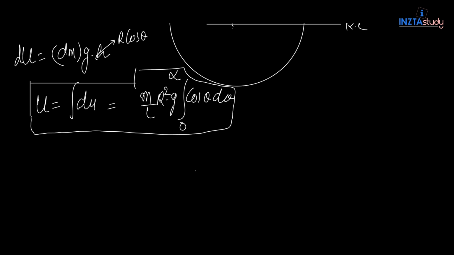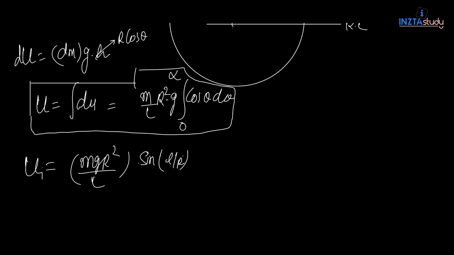Now theta is varying from 0 to alpha, so the initial potential energy is equal to mg r square by L into the integration of cos, which is sine, that is sine alpha, and alpha is L by R, so sine L by R. So this is the initial potential energy.